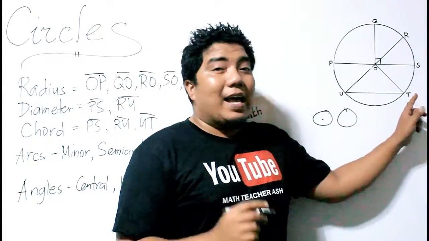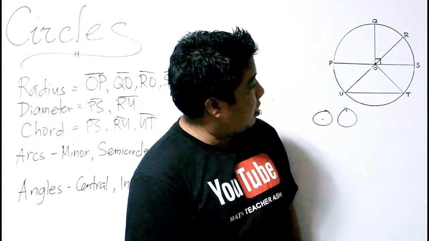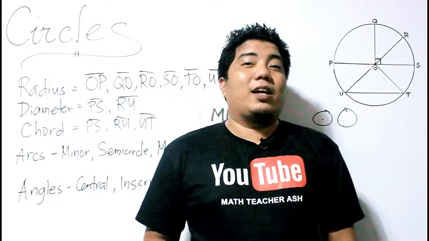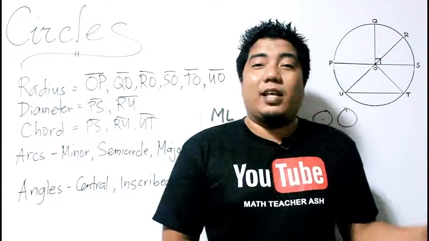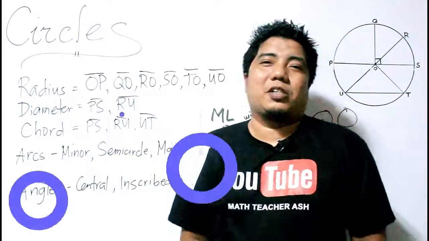Because UT has two endpoints that is part of the circle. Is there any other? Okay, I guess there are none. There are only three chords in this figure. Easy, right? Now, let us go to arcs.